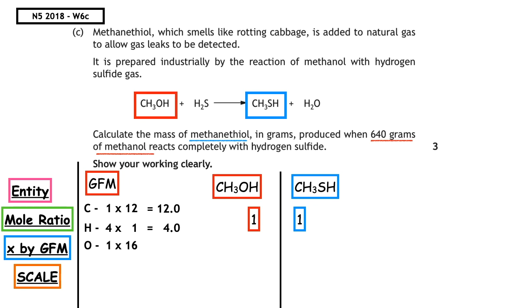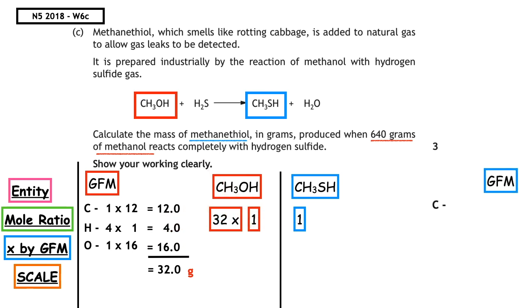Oxygen, how many do we have in the formula? We have 1 multiplied by the relative atomic mass, which is 16. 1 times 16 equals 16. When we add those up, we get a GFM of 32 grams. So we substitute that in. We do the same on the other side.